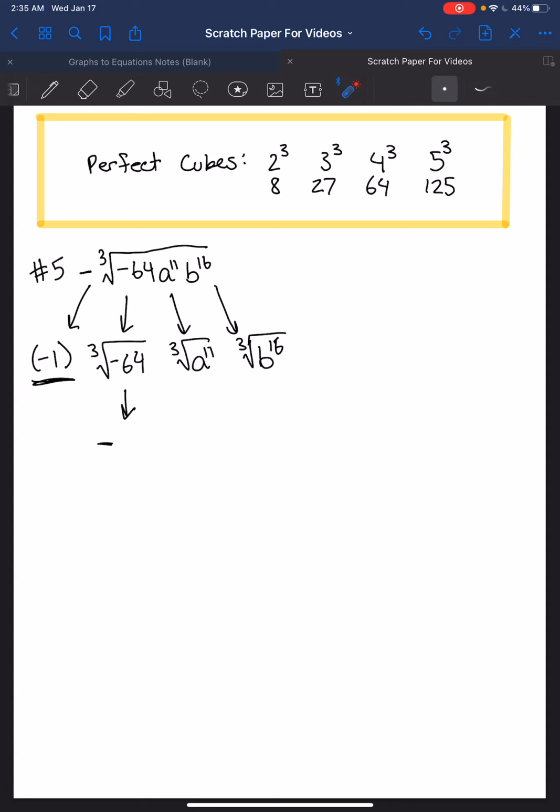64 is a perfect cube. It's 4. So this gives you -4. Now I just figure out the letters. This will take a little bit of work. Cube root of a to the 11th. Rewrite it as an exponent, fraction. In over out is 11/3.